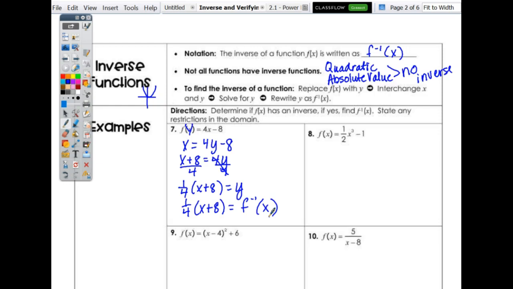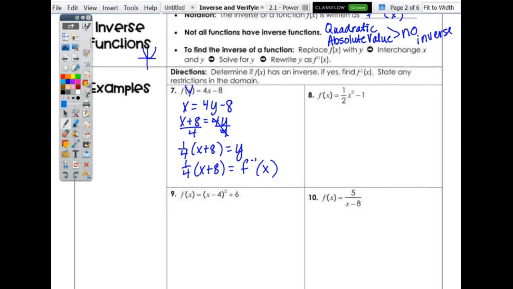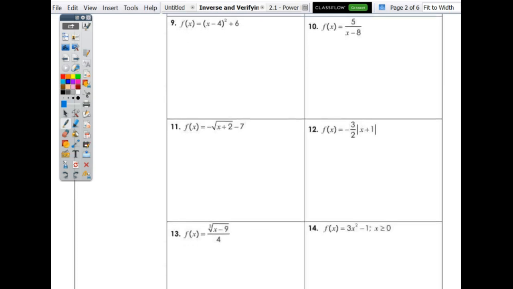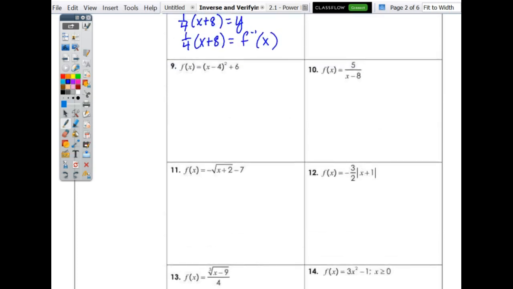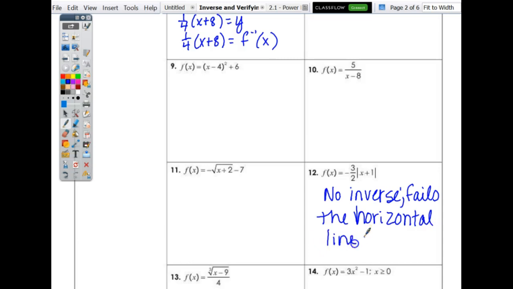So let's look at all of these examples, and see if you find a quadratic or an absolute value. Are there any? 12. So this is no inverse because it fails the horizontal line test. Yeah, you do. Or you can solve one or the other.